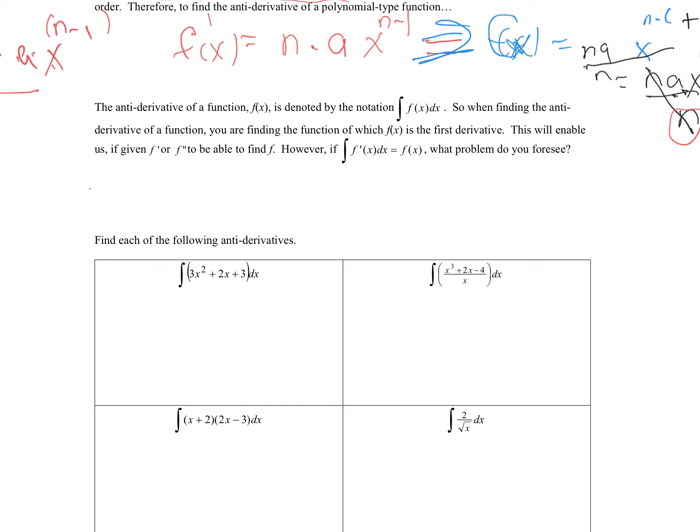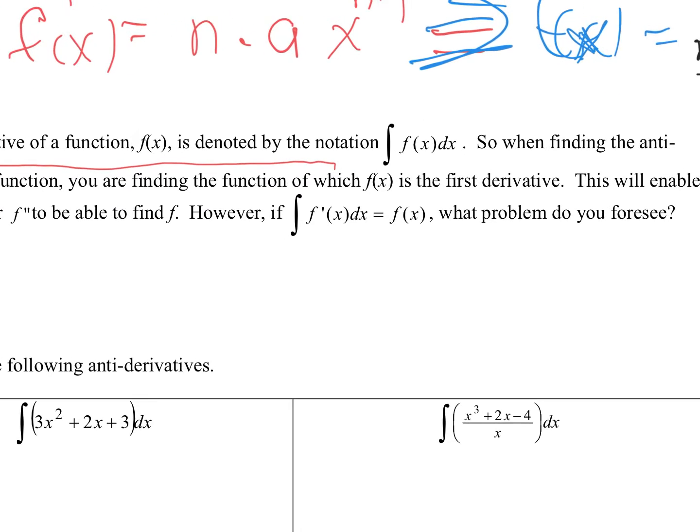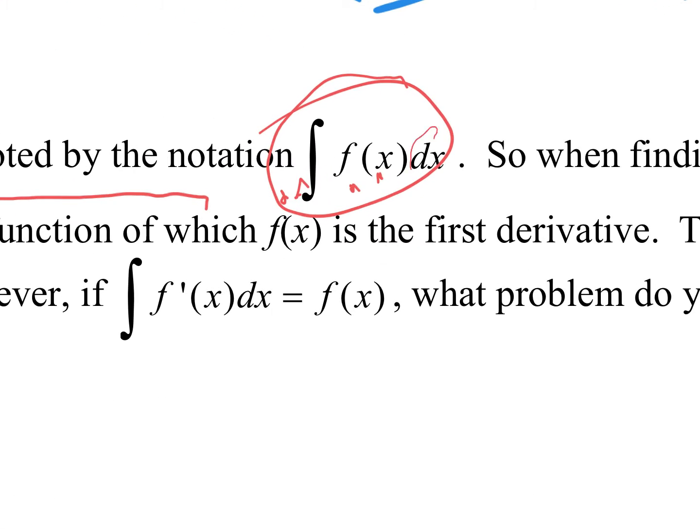If you have f prime, your goal is to get f, going backwards. And the antiderivative is known as, this is how we'd write it, the integral of f of x, or the antiderivative of f of x. Now I know what you're thinking: what in the world are they doing here? Sort of like when we did the derivative with respect to x. That's what this means. It's the antiderivative of f with respect to x.